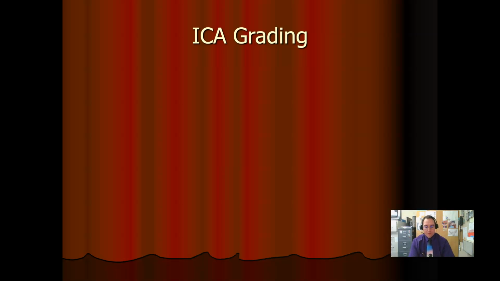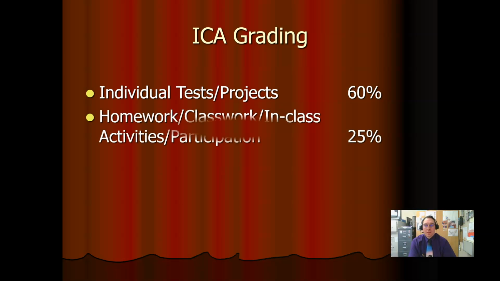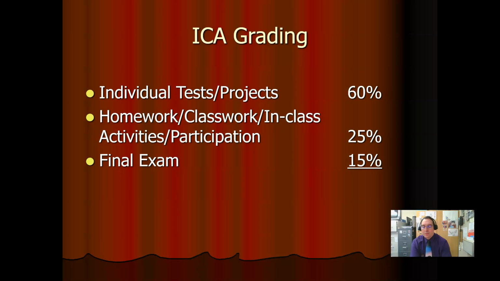So, for the grading for ICA, they are graded on tests and projects, which is 60% of their grade. They're graded on homework, classwork, in-class activities, participation. That all makes up 25% of their grade. And then at the end of each semester, we have a final exam, which is 15% of the grade. Totaling 100%, assuming that I did my math right. I'm pretty sure it's right.